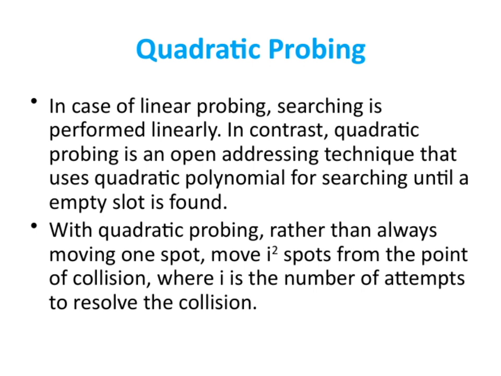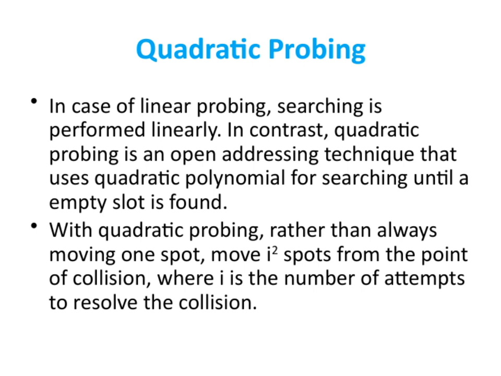It's an open addressing technique that uses a quadratic polynomial to determine how far to move when searching for an empty slot. The key idea here is that instead of always moving just one spot at a time, with quadratic probing, we move i² spots from the point of collision, where i is the number of attempts we've made to resolve that collision. So if it's the first attempt, we move 1², which is 1 spot. If it's the second attempt, we move 2², which is 4 spots, and so on.